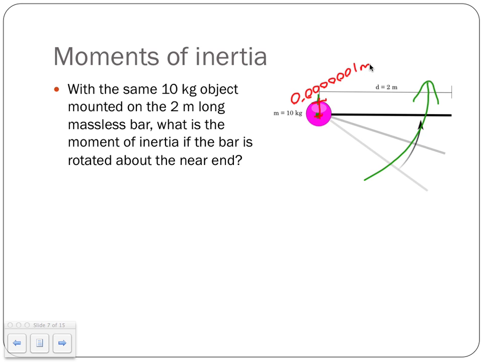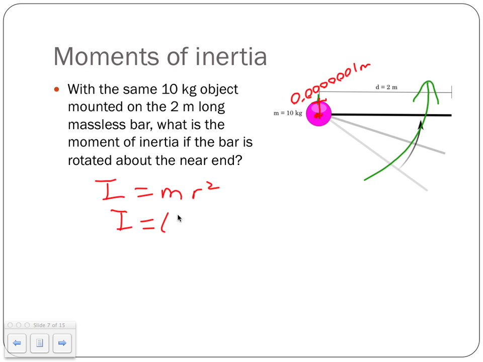So, same situation, this time instead of rotating about the right end, we're going to rotate about the left end, basically the center of the ball that's right there. So same 10 kilogram object mounted on the 2 meter long massless bar, same situation, but what's the moment of inertia? The bar is rotated about the near end. Well, one object still. We said we're treating this like a point mass, and so with just one object, it's just going to be mr squared again for the moment of inertia.